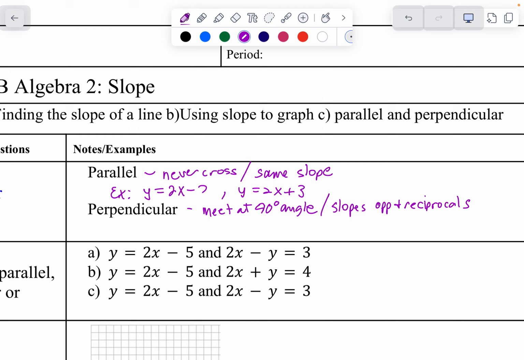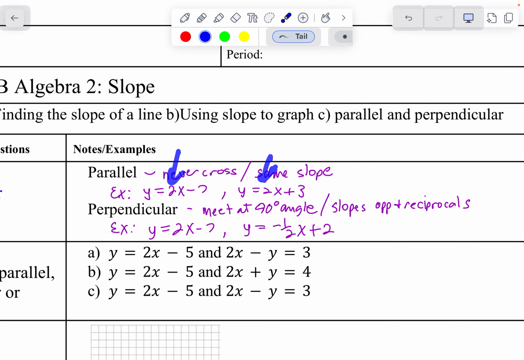So if we had that same line y equals 2x minus 7, it would be perpendicular with y equals negative 1/2 x plus 2. Okay. So again, why? Well, if the slopes match, they're following that same steepness, that same path, up 2/1 in this particular case. If they're perpendicular, we want them to meet perfectly at that 90-degree angle. So where this one goes up 1 and over 2, this one will go down 1 and over 2. And so then they'll meet up perfectly so that they create that 90-degree angle.